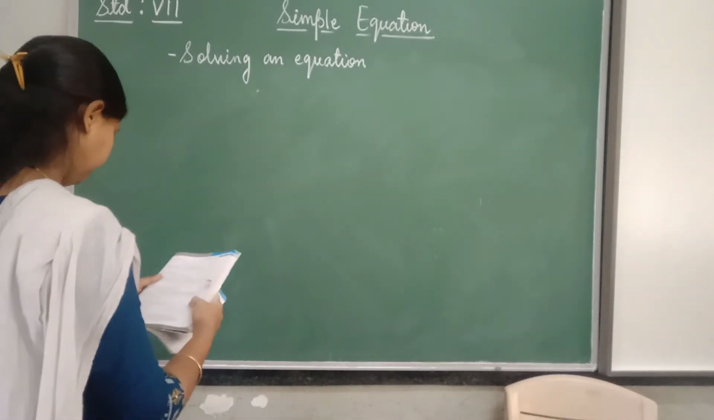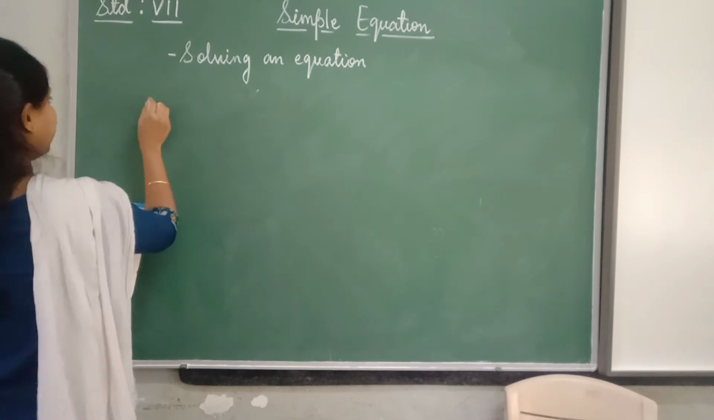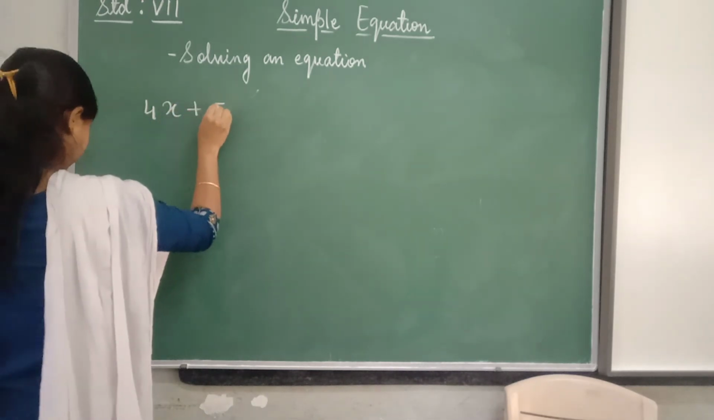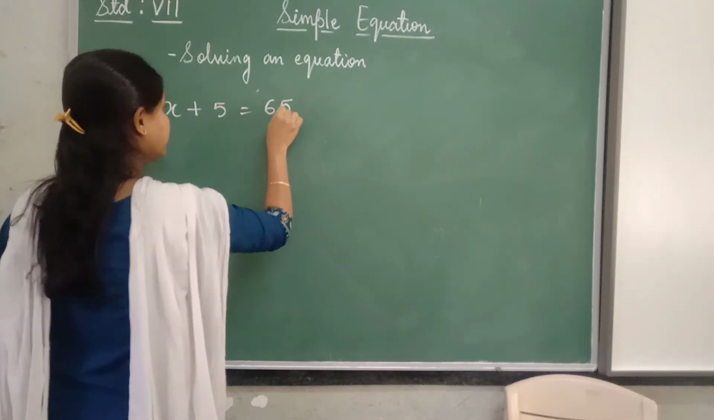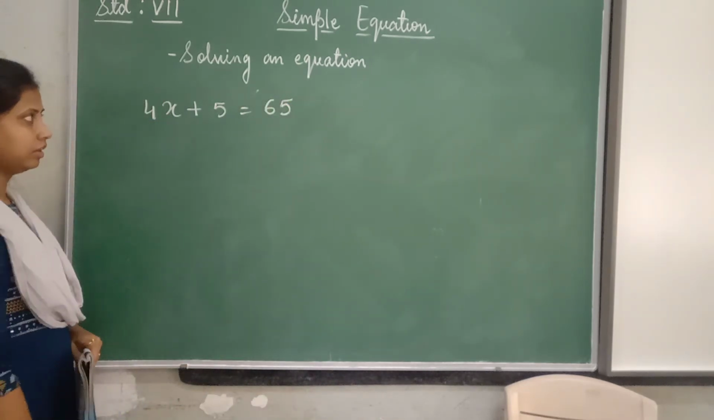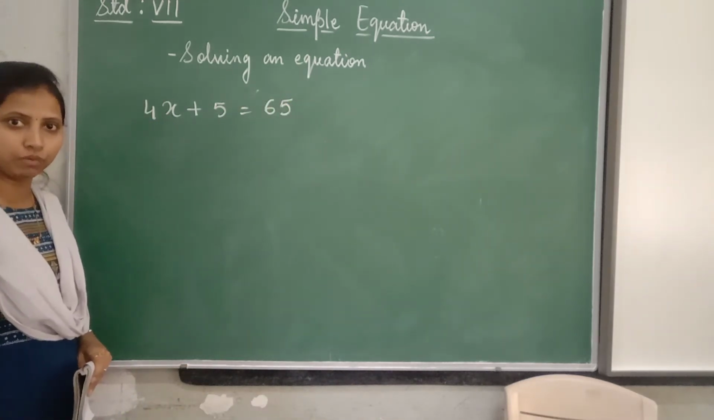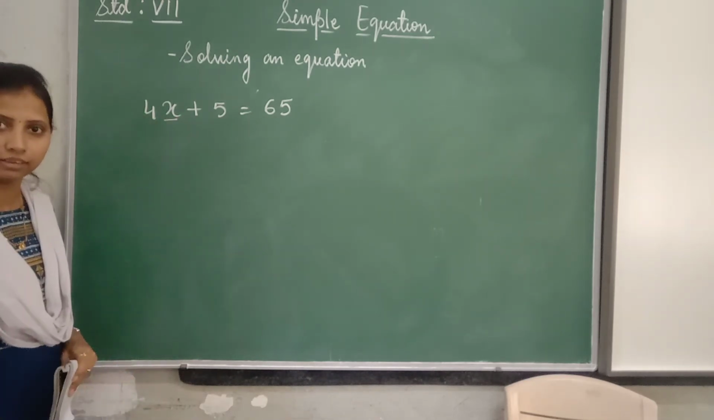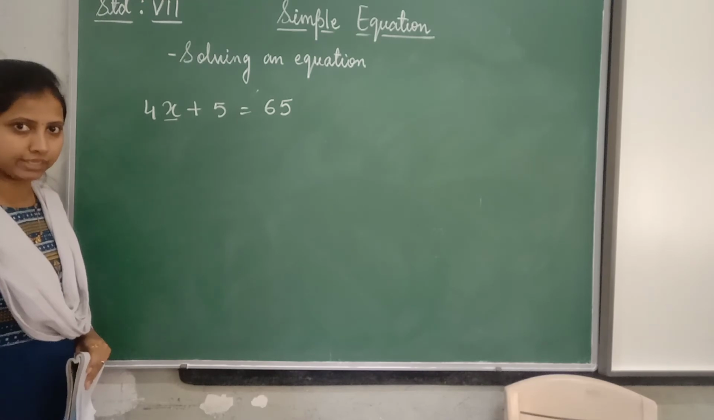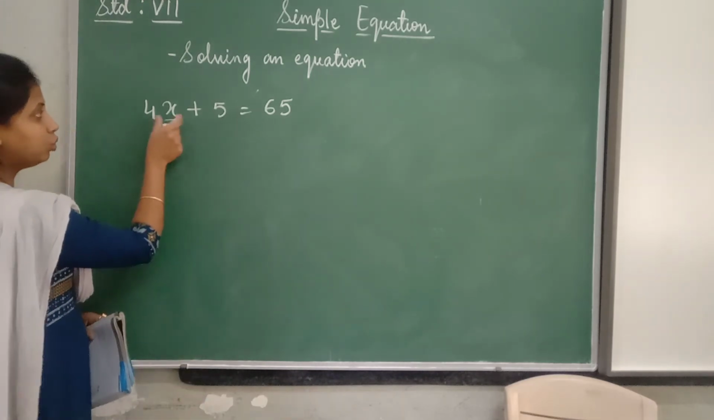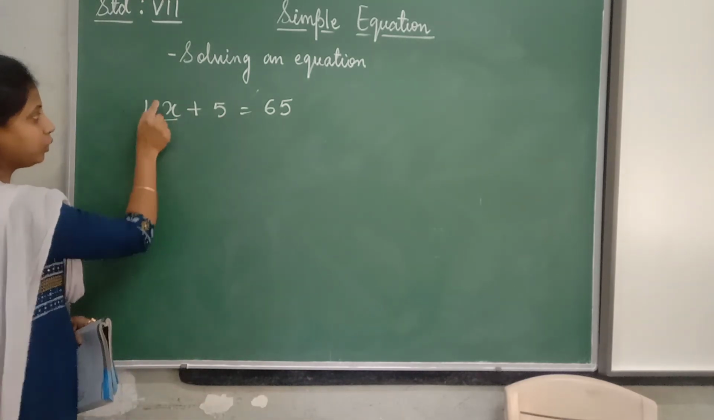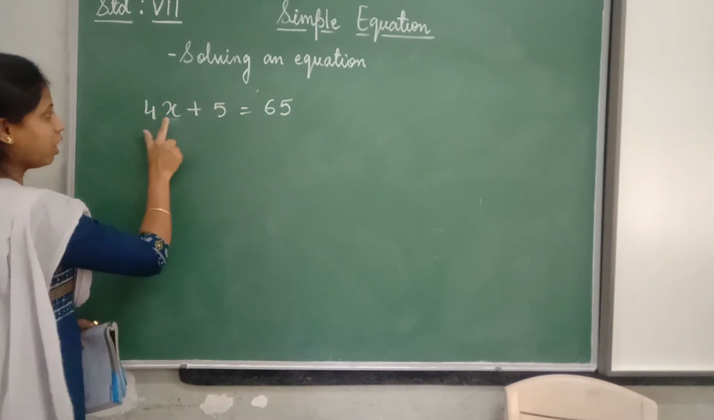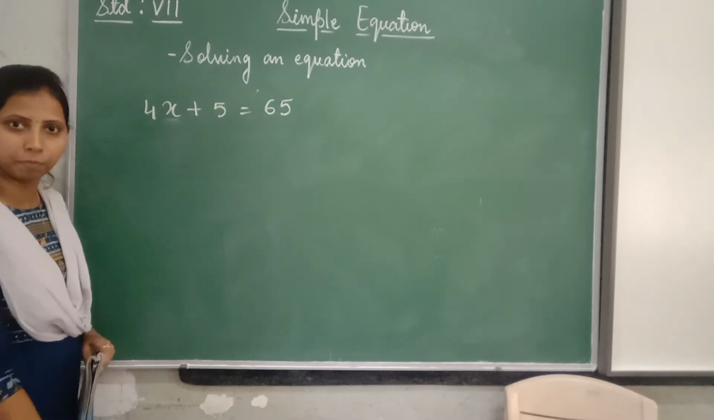Now for example, consider the equation 4x plus 5 is equal to 65. Now we have to find the solution of this equation, that is, we have to find the value of x here. How to find the value of x? Now see here, two things are there. We don't want 4 and we don't want 5 here to get the value of x. So how will you cancel this 4 and 5?